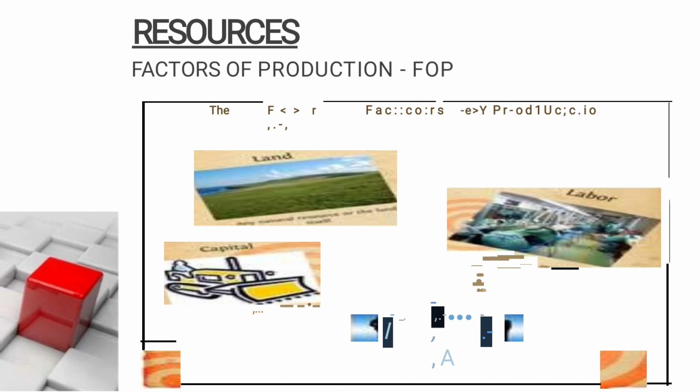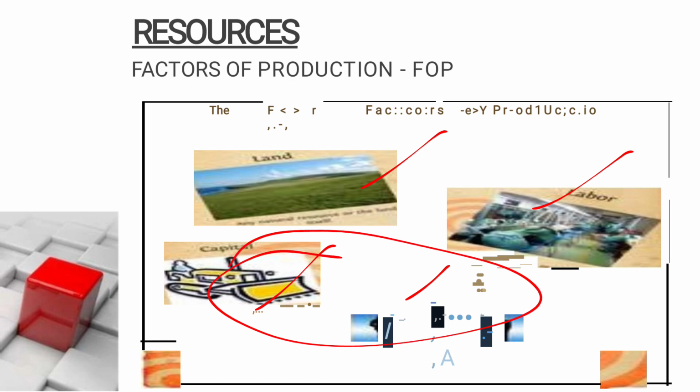Now what are resources? Land is a resource, labor is a resource, capital is a resource, and the last one is organization. So these resources, especially land and labor, these two resources are called as primary resources, and these have been created by the universe. As far as capital and entrepreneur, or we call it as a businessman or an organizer, these two have been created by man. So this is called as a secondary source.